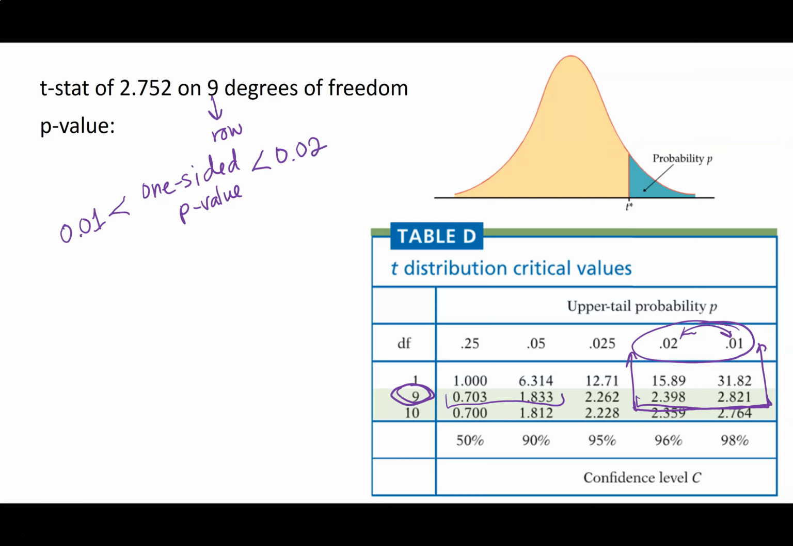We're doing a two-sided test though, so that means I need to multiply everything by 2. So times 2, times 2, times 2. I'm going to end up getting my two-sided p-value between 0.02 and 0.04. And if it's less than 0.04, it's less than 0.05. So there is that there.